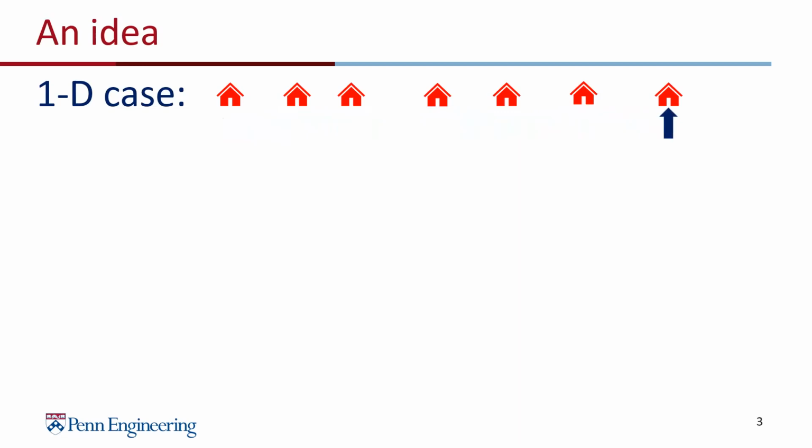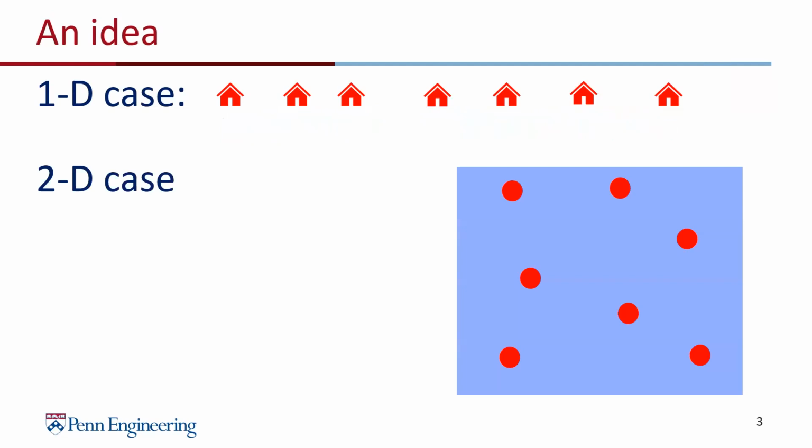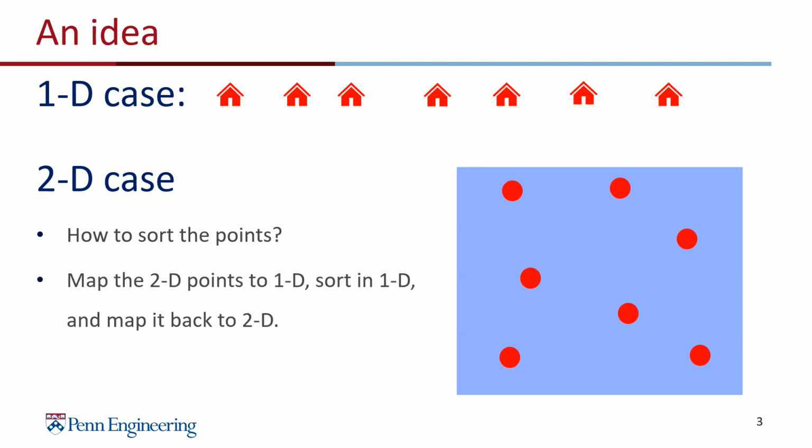But obviously, we are not going to have locations on a one-dimensional space. It's going to be at least on a two-dimensional space, right? But what does it mean to say sorting on this two-dimensional space? It's not well-defined. So how do you sort these points? But the idea here is, if we can have a very efficient way to map these two-dimensional points to one dimension, sort them in one dimension, and then map them back to 2D, then probably that could be a way of getting a close to optimal route. So this is the basic idea. Map the 2D points to 1D, sort them in 1D, and then map them back to the 2D map.